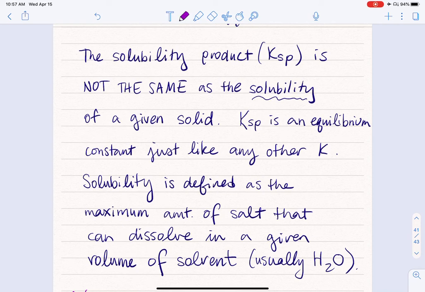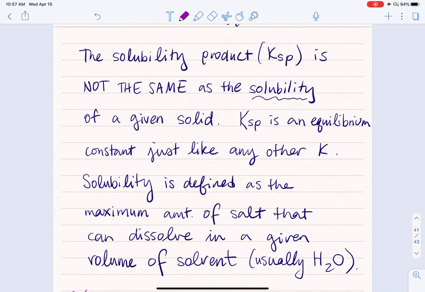KSP is unitless. Solubility always has units. The units can be moles per liter. It can be grams per liter. It can be grams per milliliter. It's some amount of salt that can dissolve in a given volume of solvent. So you'll have either moles or grams, some kind of mass as the numerator of the unit, and the denominator of the unit will be a unit of volume of solvent. So they're not the same.